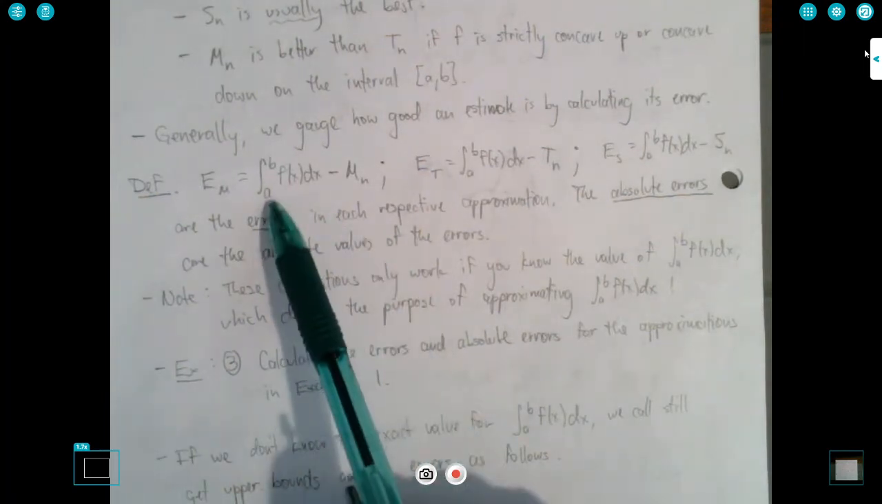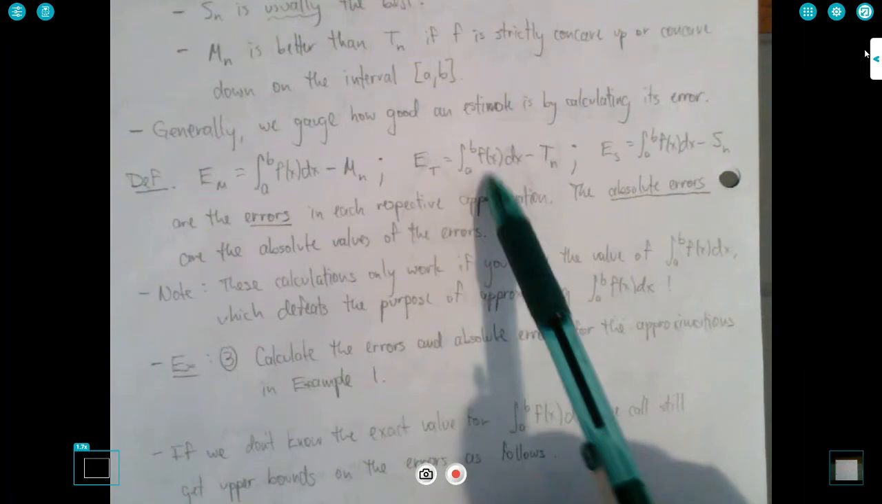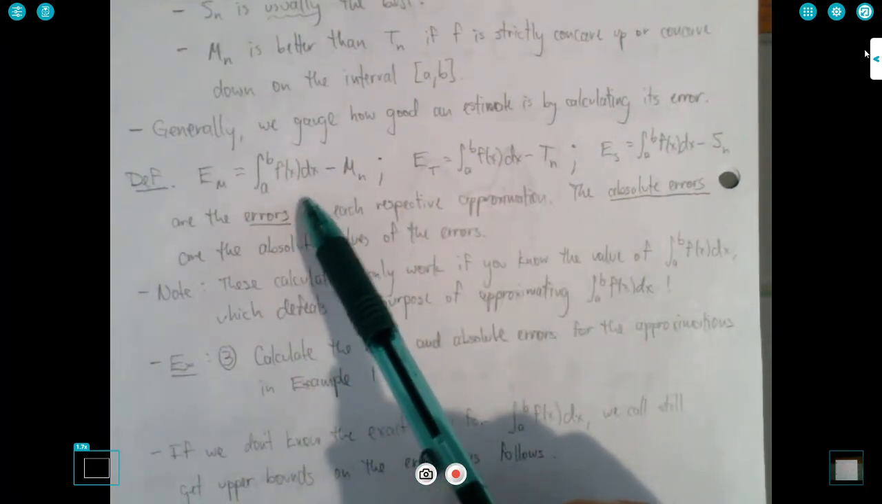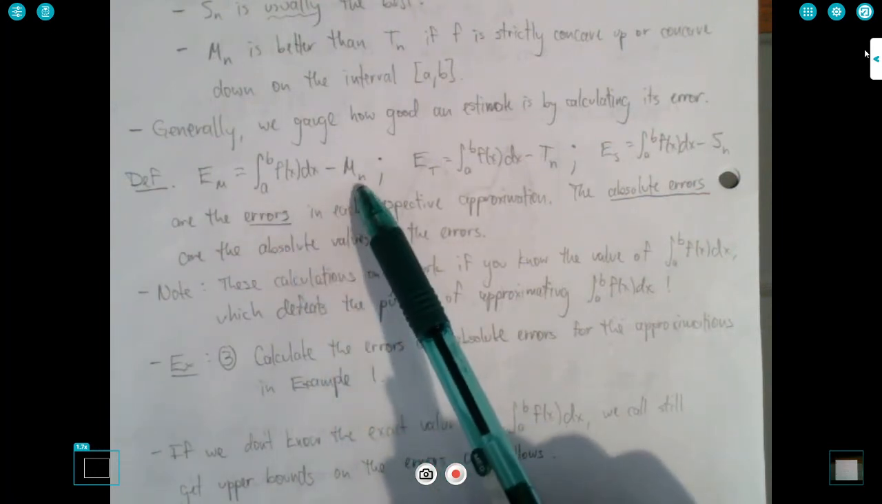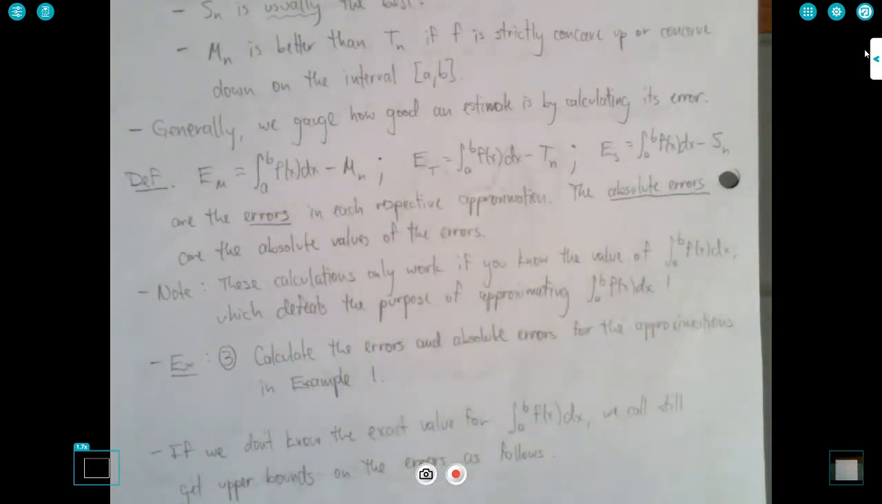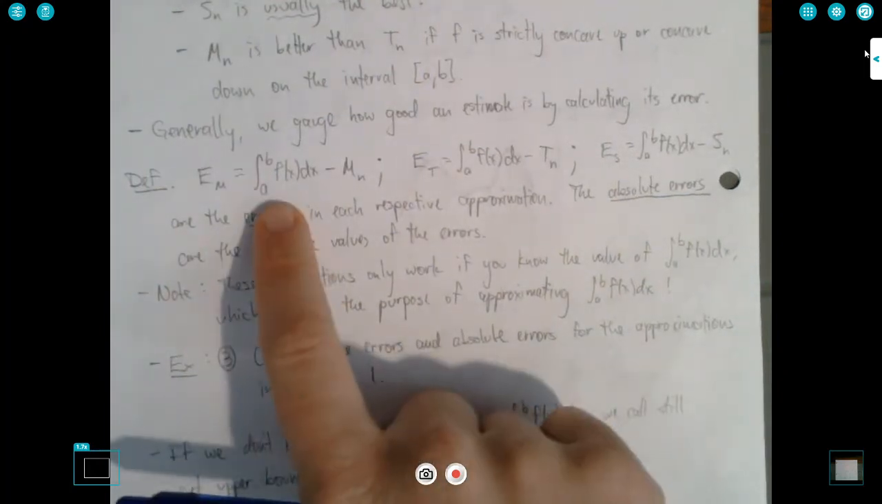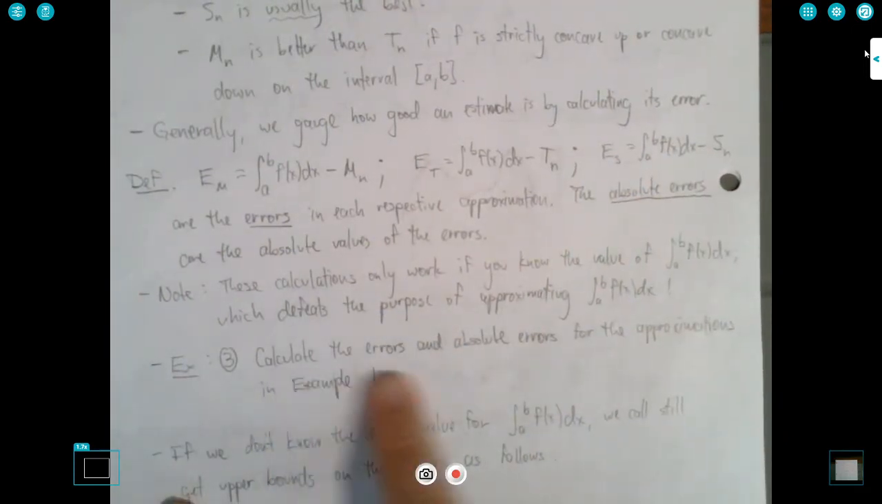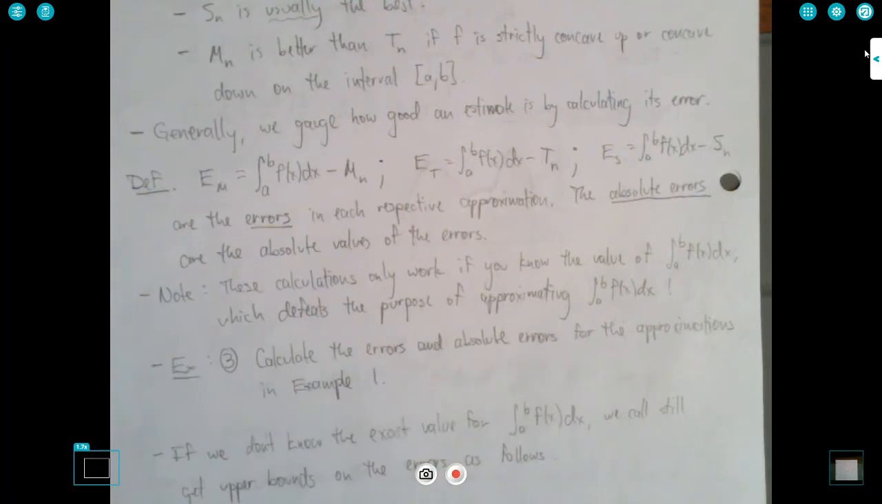Now, you may notice that these calculations are going to work perfectly well as long as you know the exact value of the integral. But if you know the exact value of the integral, then why bother with the approximations in the first place, right? It's kind of nonsensical. So in practice, these formulas are usually not used. Instead, we have other formulas that we can use to get upper bounds on what the errors would be. And I'll show you some of those in a second. But for now, I just want to practice using these, for the sake of completeness, to calculate the errors and absolute errors for the approximations in example 1.